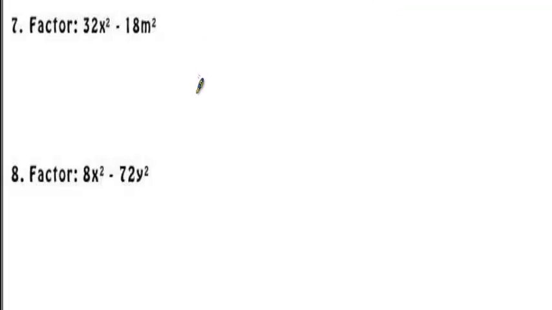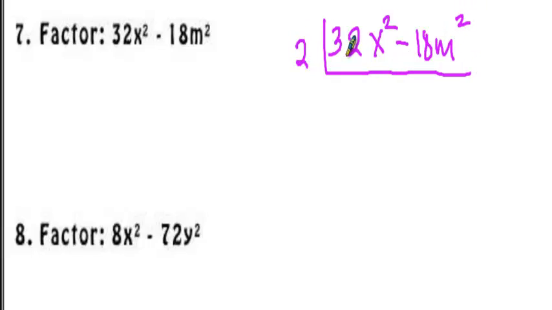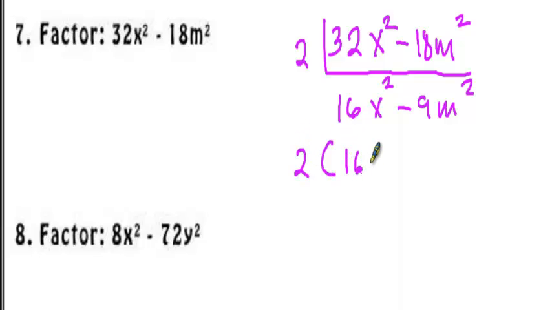Alright? Next example, let's skip example number 6 and let's do example number 7. So, first, do we have a GCF? 32 and 18, I think we can find a common factor between 32 and 18. We can divide this by 2. So we'll get 16x squared. 18 divided by 2 is 9m squared. Do we still have a GCF between 16 and 9? I think there's no more common factor between 16 and 9. So the new problem will now be 2 times 16x squared minus 9m squared.